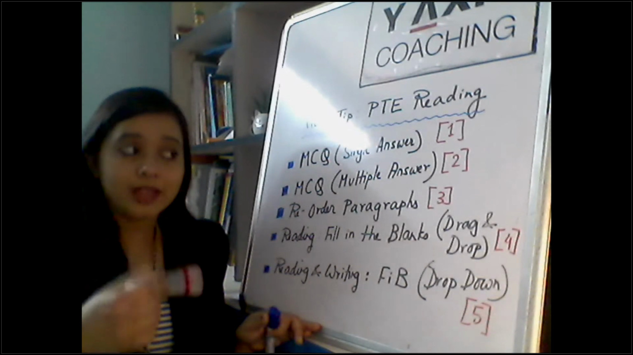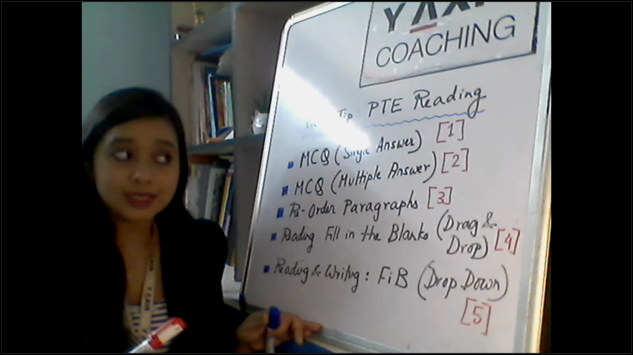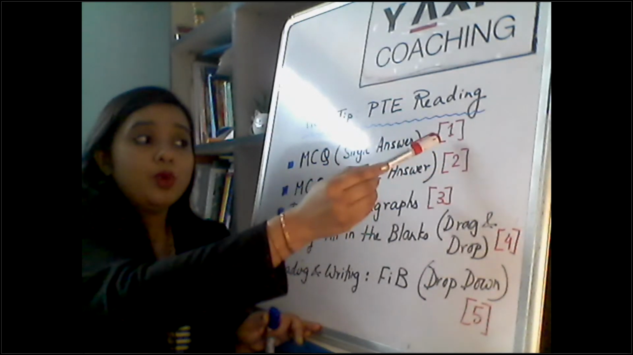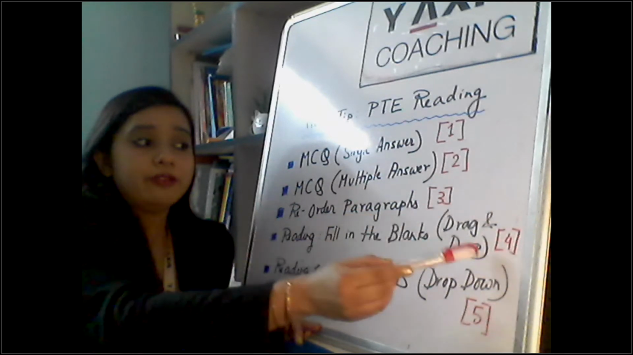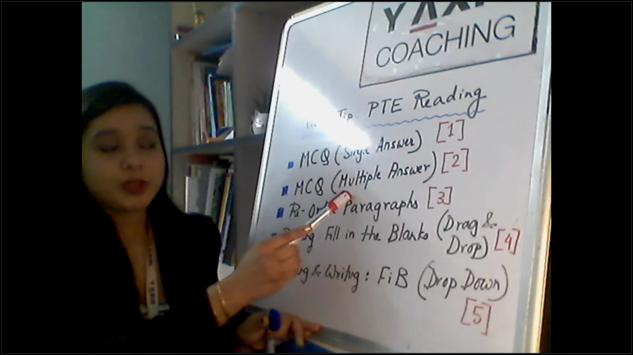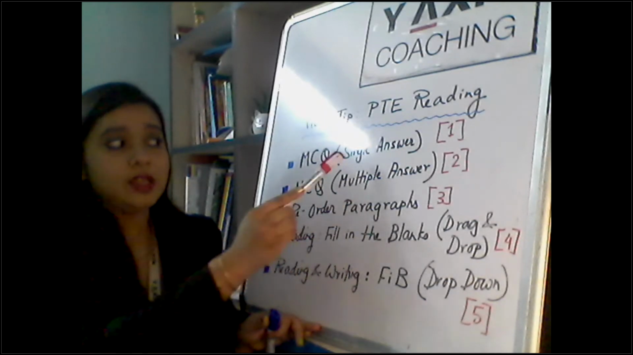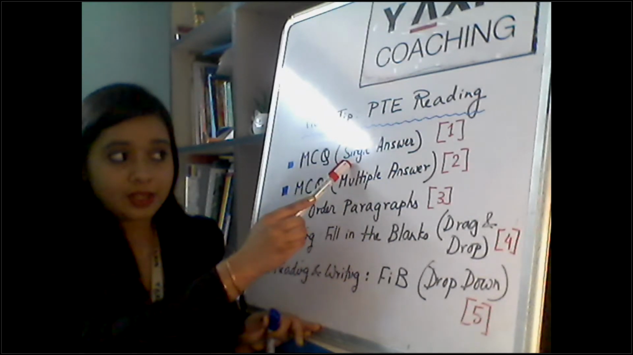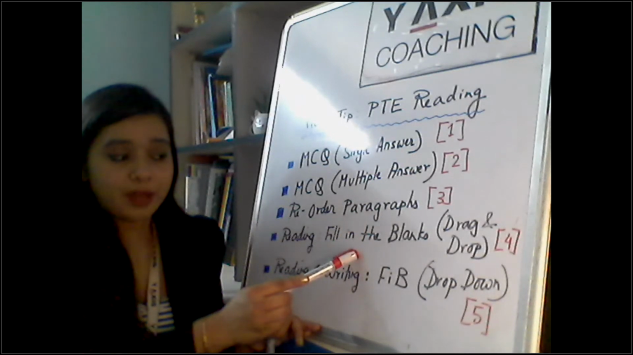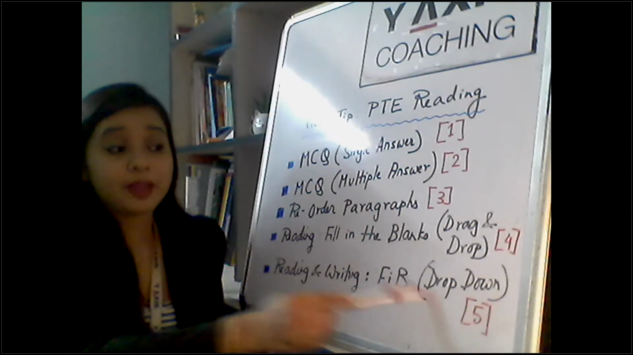And the fourth and the last possible sequence is 2, 1, 3, 4, 5. That means you get your multiple choice question multiple answer first, then multiple choice question single answer, then reorder paragraphs, then fill in the blanks, and then fill in the blanks drop down.